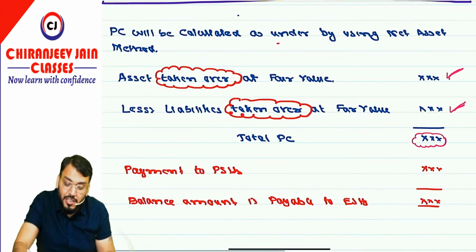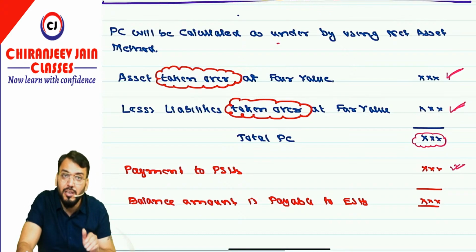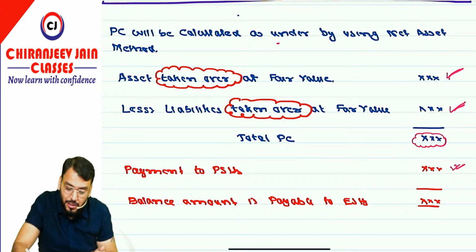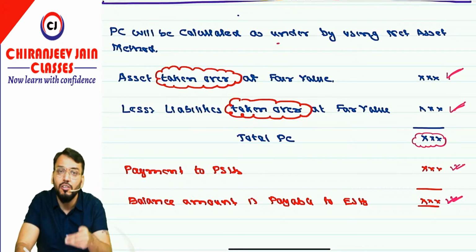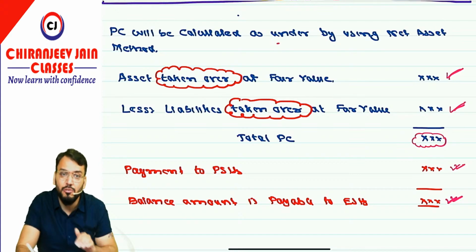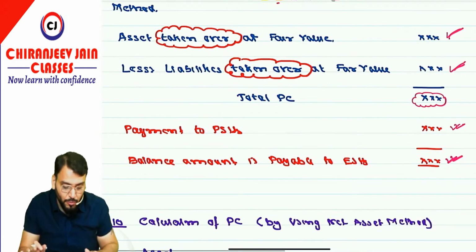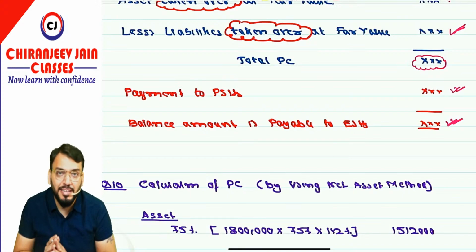Now from this, if you deduct payment to preference shareholders as per the information given in the question, the balance is the amount payable to equity shareholders. So in this way we find out the amount payable to preference shareholders and the amount payable to equity shareholders. Understood? This is about calculation of PC.